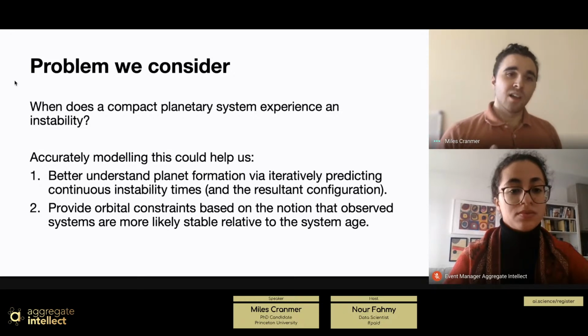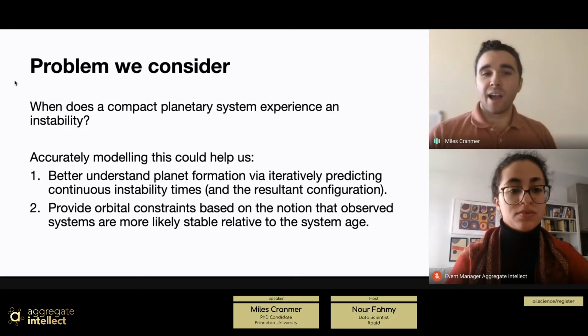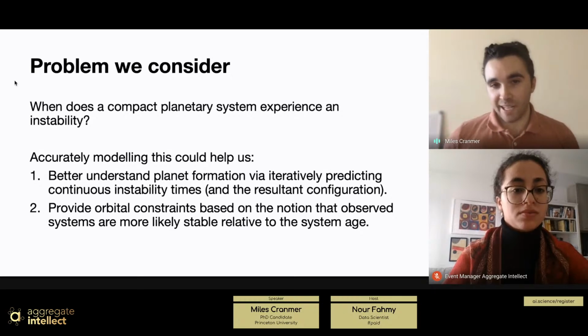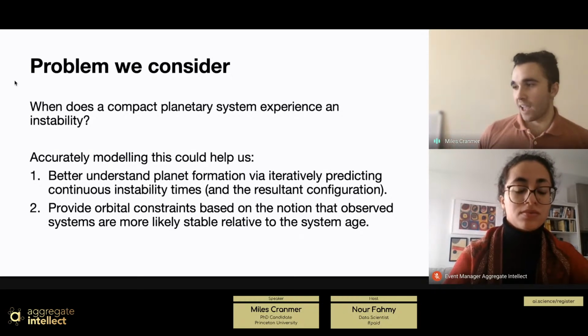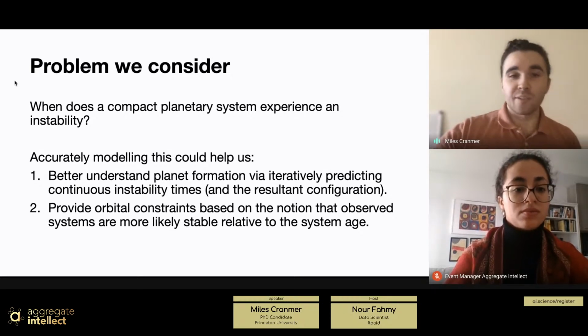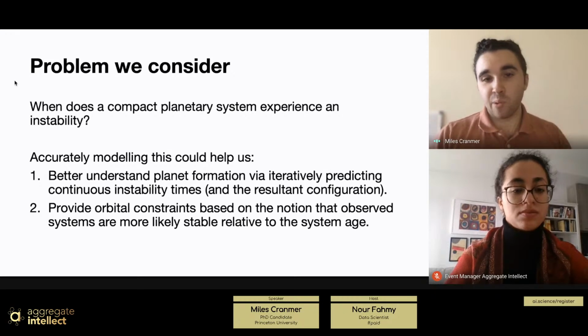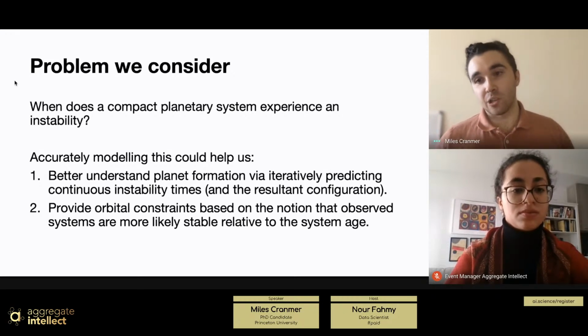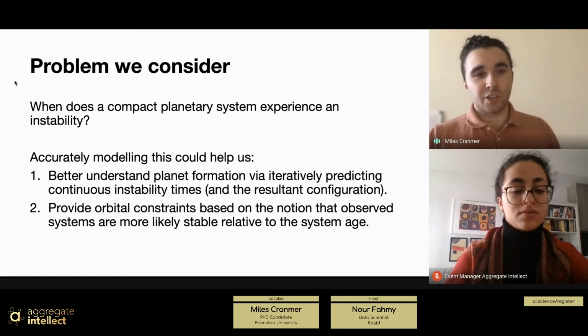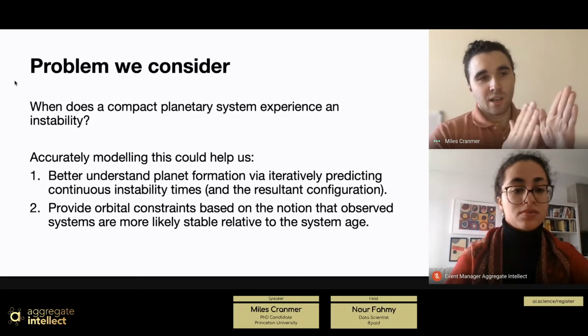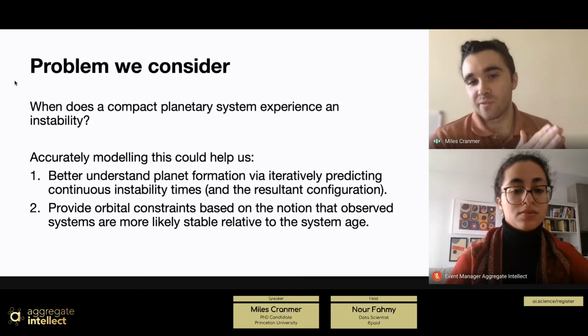The other thing is maybe we can provide orbital constraints based on the notion that if you observe a given planetary system, it's probably stable because you're observing it. So you can use this instability criterion to constrain parameters of the system.